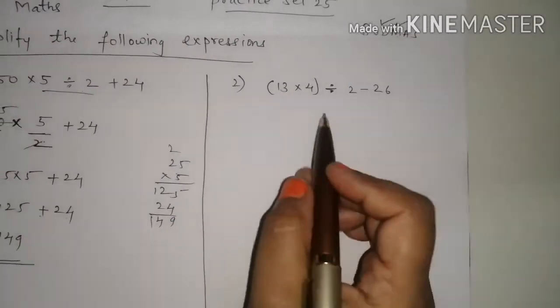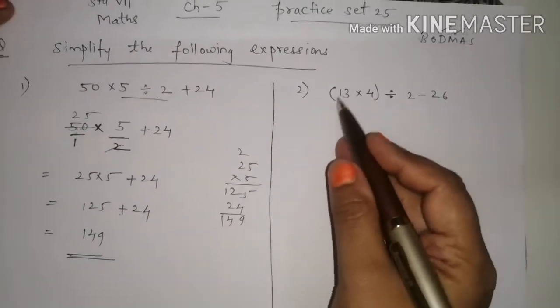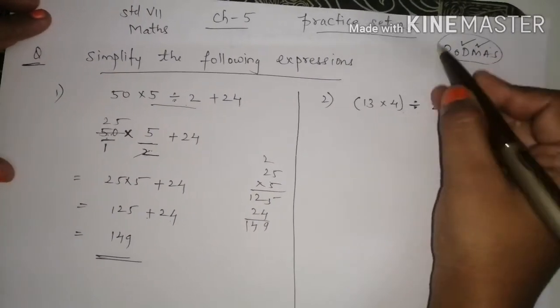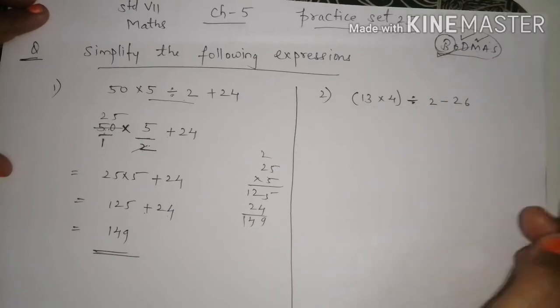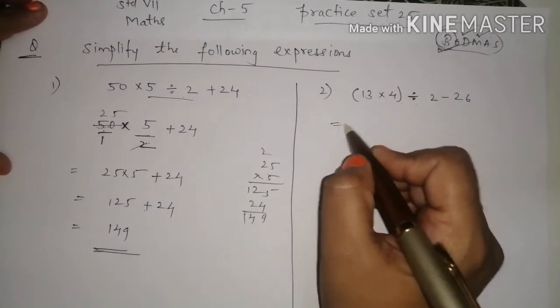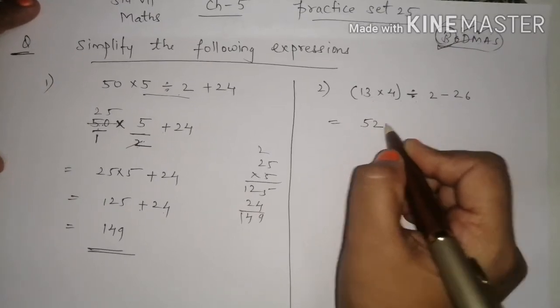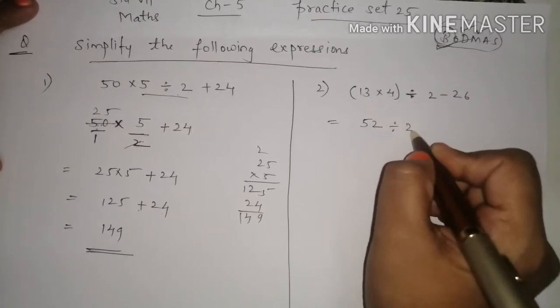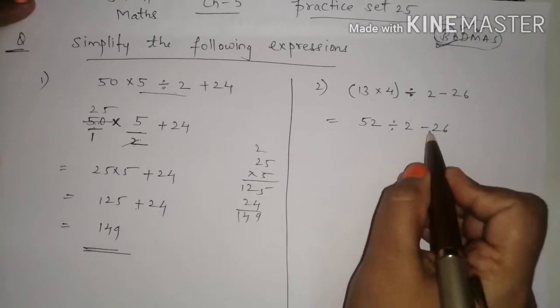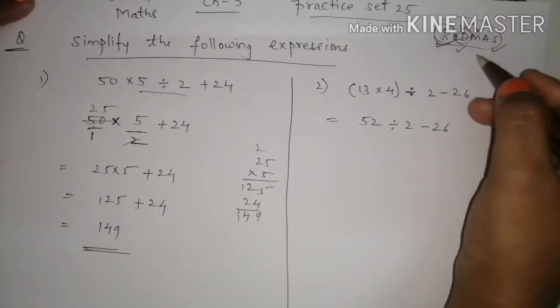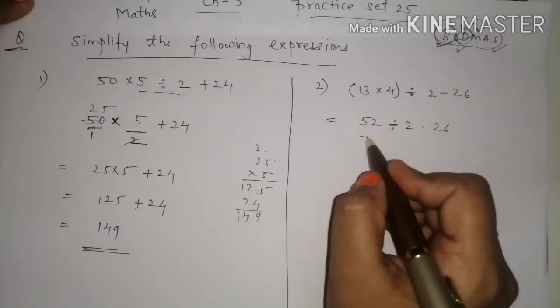Now let's move to the second one. 13 into 4, in bracket, divided by 2 minus 26. According to BODMAS, first you have to solve the bracket. So it is in bracket, we'll solve it first. 13 into 4 is how much? 13 4s is 52. Divided by 2 minus 26. Now it is division and subtraction. First you have to do the division, then the subtraction. So first the division.